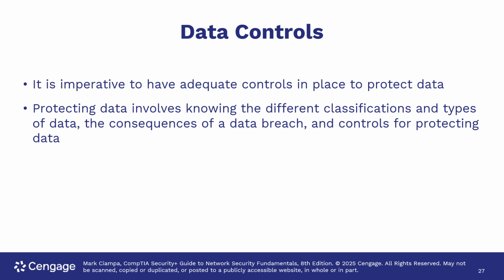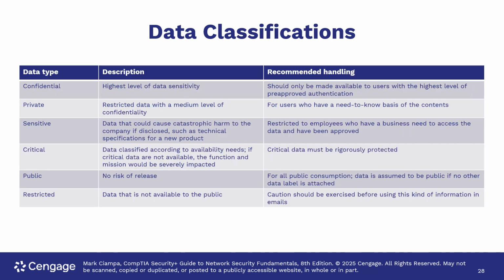So protecting the data involves knowing the different classifications and types of data, the consequences of a data breach, and controls for protecting the data. So here are the different data classifications: confidential, private, sensitive, critical, public, and restricted. Confidential is the highest level of security, down to public, which is no risk of release. There's also critical, sensitive, private, and restricted.